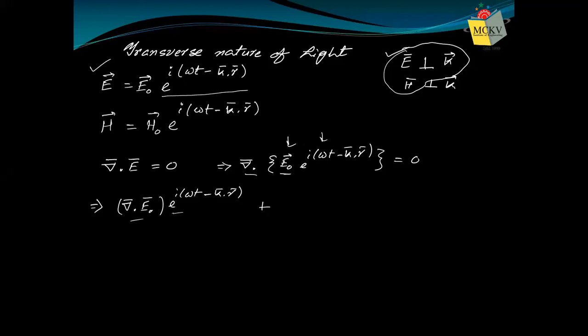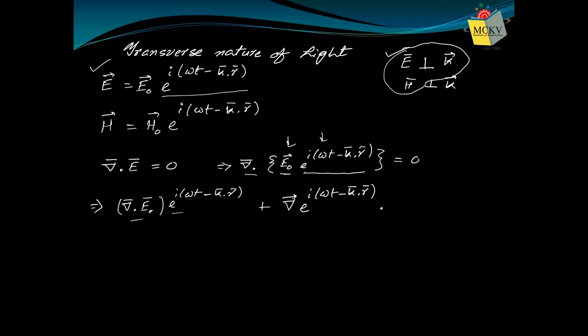Dot product occurs between two vectors. But this quantity is not a vector, so you cannot operate del dot on it, because e to the power something is a scalar quantity. Then how will you operate it? You will operate grad on it. That means del operates on e to the power i(omega t minus k dot r), but dot is there.